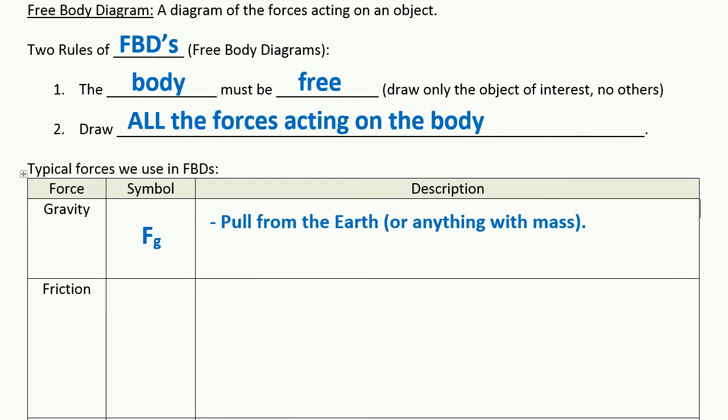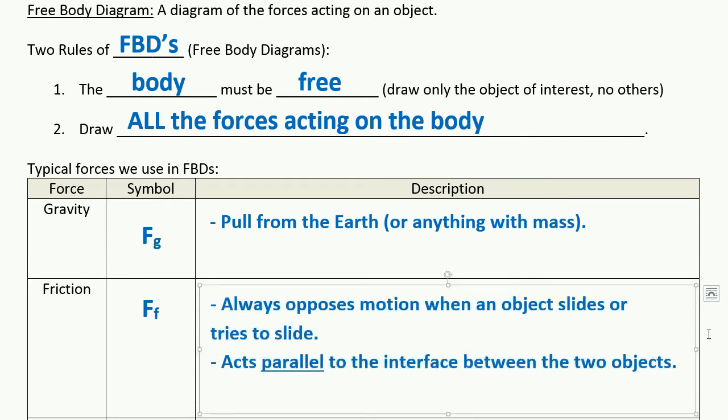Another force that's going to come up all the time is the force of friction. And the symbol we're going to use for that, again, so we don't have to write friction out all the time, is FF, for force of friction. Now, the key thing I want you to know about friction is this. It always opposes motion when an object slides or tries to slide, and it acts parallel to the interface between the two objects. Now, let me illustrate what I mean by this.